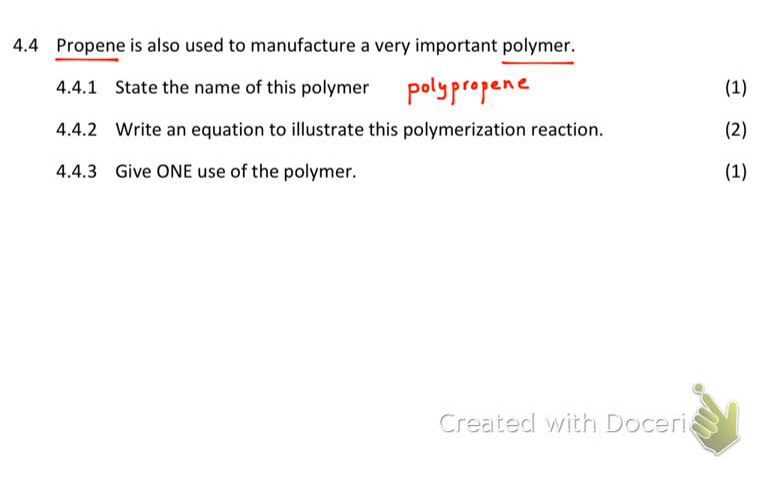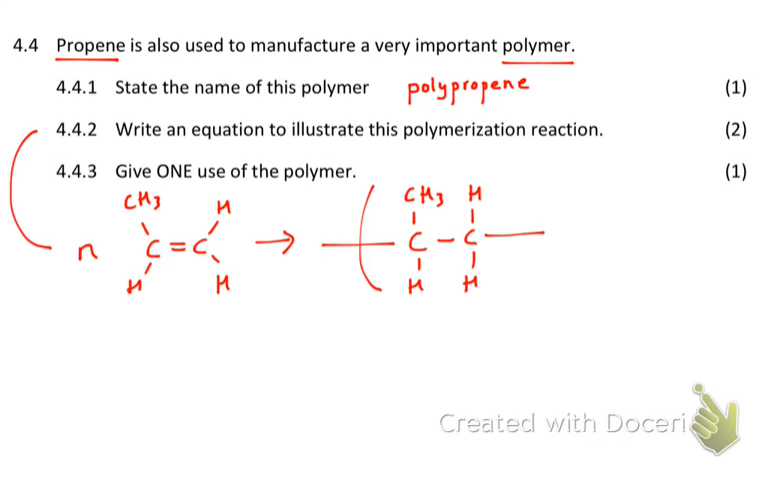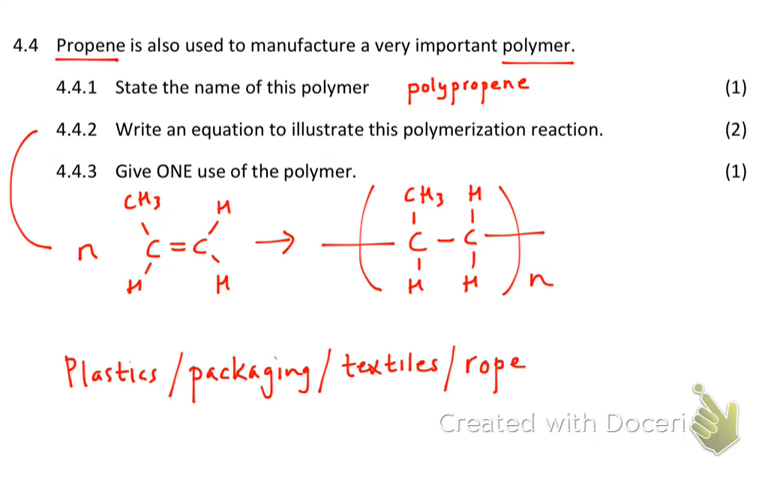An equation to illustrate this polymerization reaction, we say that we have n number of propene molecules. So there we've drawn a propene with n in front, n number of propene molecules. By addition polymerization, that then forms a long chain of those monomers bonded together. Because an addition reaction has taken place, the double bond breaks, and we indicate the repeating unit capturing it in brackets, and the little n outside indicates that it repeats n times. One use for the polymer can be used in plastics, packaging, textiles, or as rope.